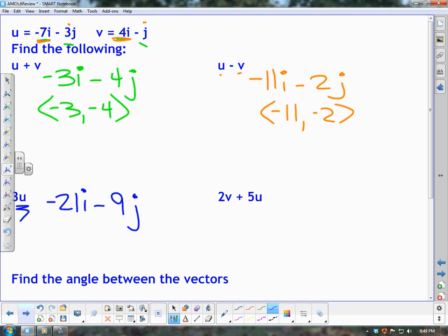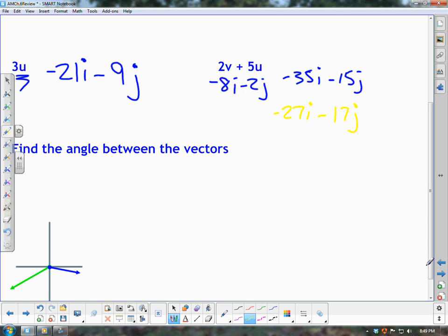And then 2v plus 5u. Well, 2v is negative 8i minus 2j, and 5u would be negative 35i and negative 15j. Combining those things, you would get negative 27i minus 17j.